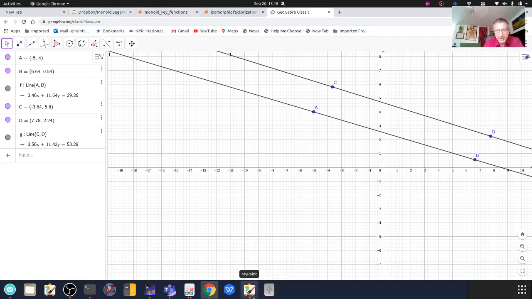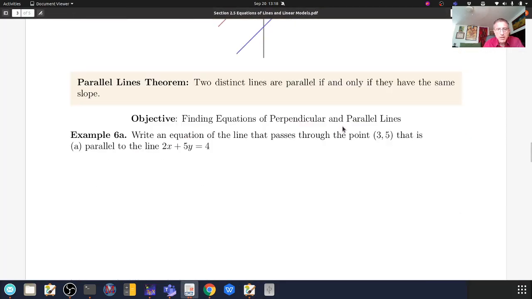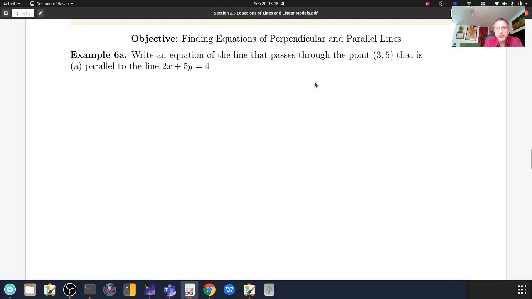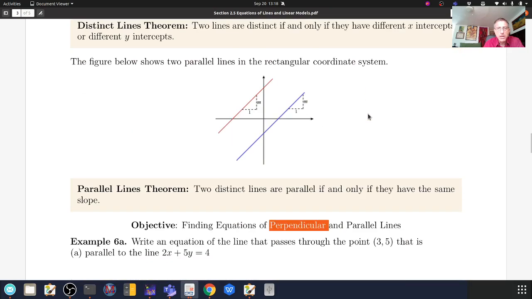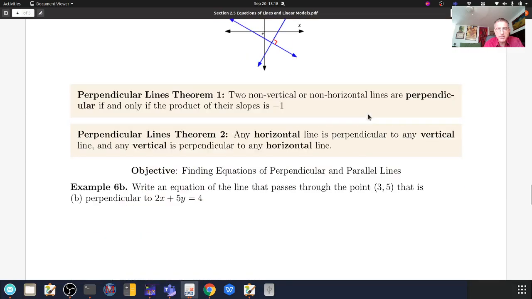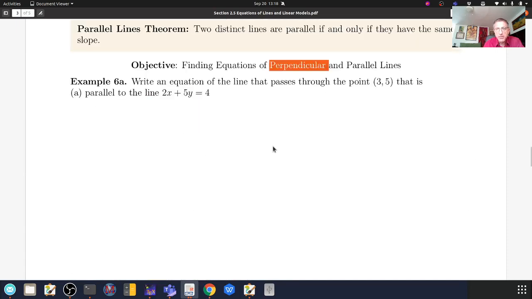So let's get back to here. What were we supposed to do? So let's find equations of parallel and perpendicular lines. So we can't do the perpendicular line yet because I've not given you any information on perpendicular lines, which I will do on the next page. So for this page, that's our objective. So for this page, all we're going to do is find an equation of the line that passes through the point 3,5 that is parallel to the line 2x plus 5y.